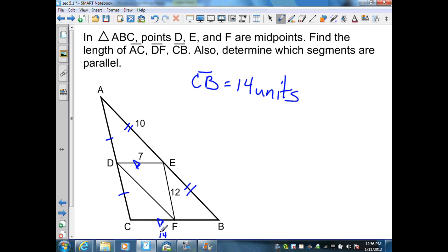I also can break that down into saying that CF is 7 and FB is 7, because it's also given in the directions that point F is a midpoint. Therefore, I know I can put triple tick marks for these segments. Now, I can take a look at segment DF and realize that that's the midsegment of these two sides of the triangle. Therefore, DF is parallel to the third side.